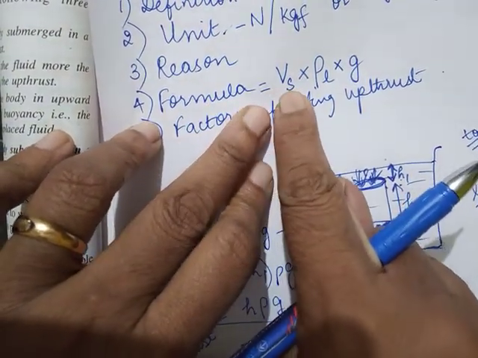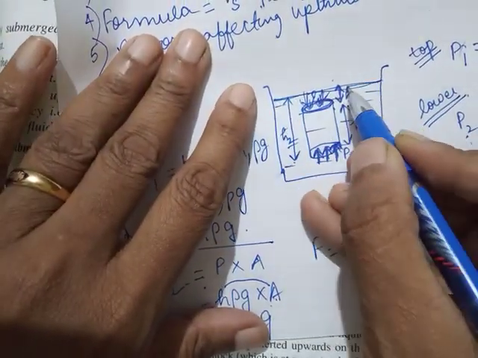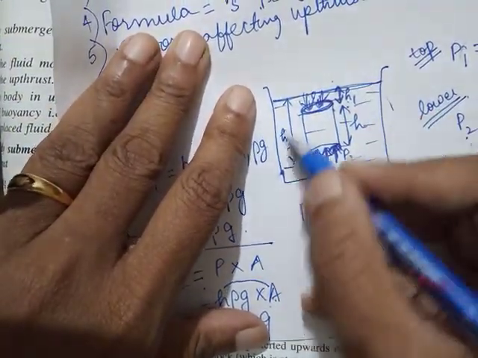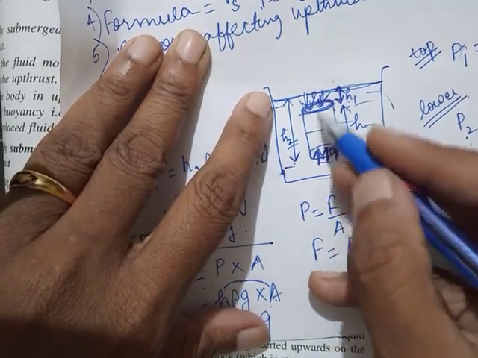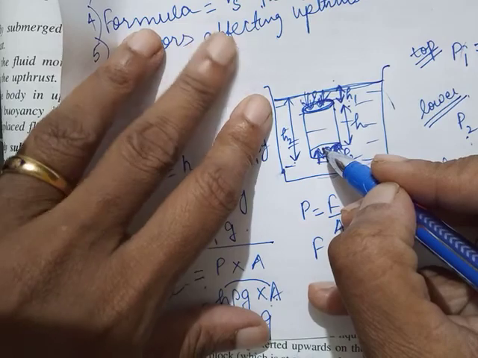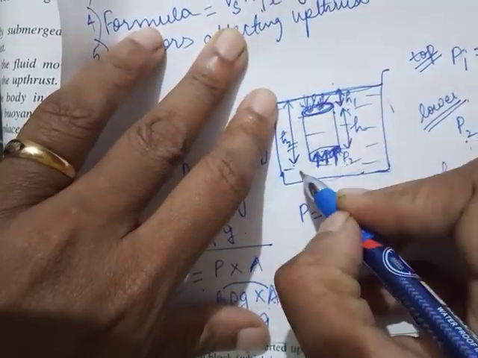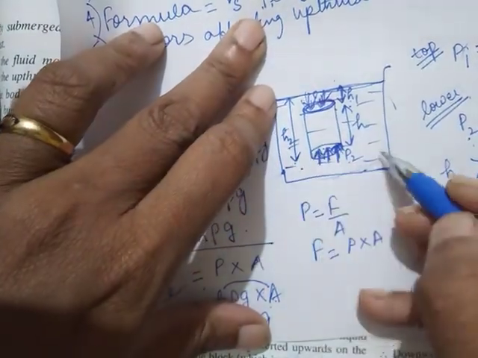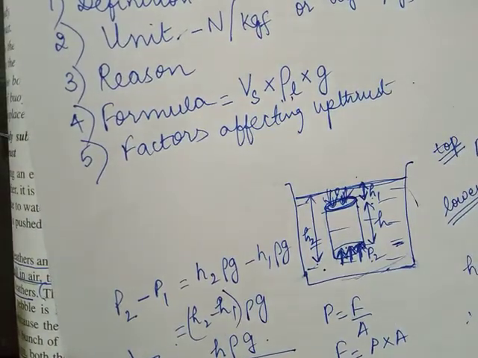Now, why is it important to write solid? Because there is a liquid also here. It also has a volume and it also has a density. And there is the solid, which also has a volume and density. In the formula, I have to take the volume of the solid, and the density of the liquid, into acceleration due to gravity, that is 9.8.